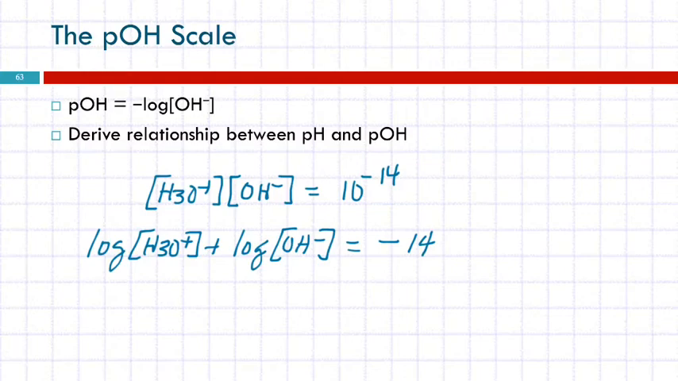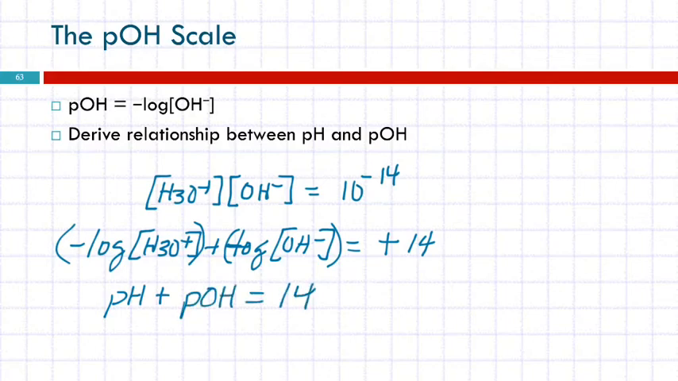If I multiply by negative 1, then this becomes positive. This is negative. And this is negative. The negative log of the hydronium ion concentration is what? The pH. The negative log of the hydroxide ion concentration is the pOH. pH plus pOH equals 14.